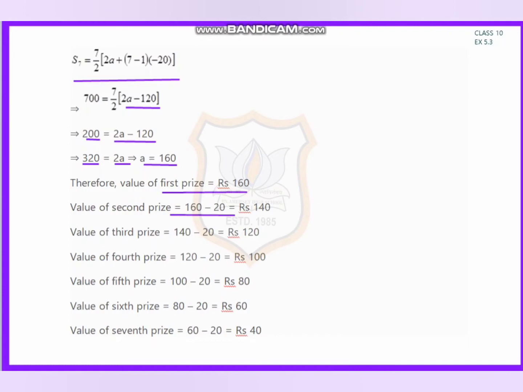Value of the second prize is 160 minus 20 equals 140. Value of the third prize is 140 minus 20, so we get 120. In the same way, the fourth prize is 100, the fifth prize is 80, the sixth prize is 60, and the seventh prize is 40.